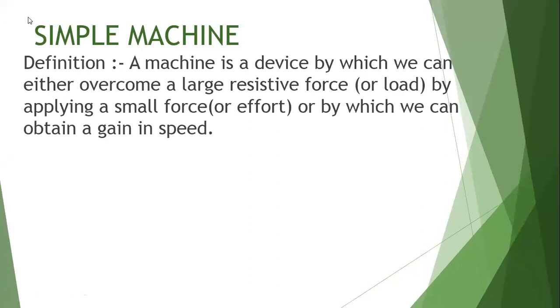So this is how we define a simple machine. This is a very, very fundamental definition of a machine. That a machine is a device by which we can either overcome a large resistive force by applying a small force, or by which we can obtain a gain in speed.